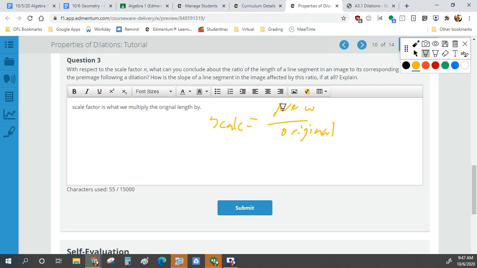Well, think of it this way. If I multiply original by both sides, I get original equals scale factor times original. So scale factor times original equals the new. So that makes sense. If scale factor is new over original, then scale factor is what we multiply the original by to get the new one.